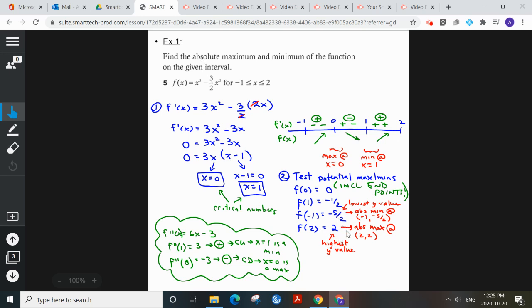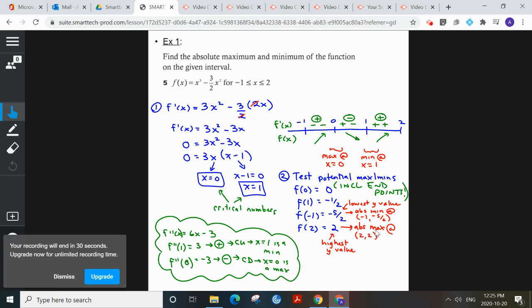So notice that -5/2 is the absolute minimum. It's the lowest that my function gets, at (-1, -5/2). And 2 is the highest that my function gets. We call it the absolute maximum. That happens at (2, 2).